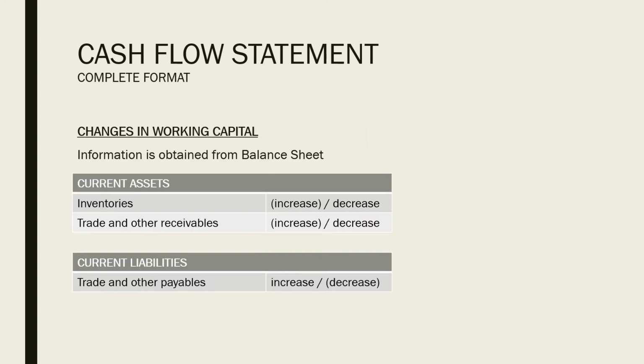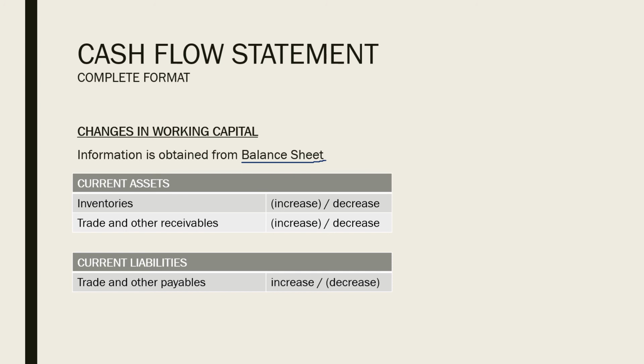The last thing that we're going to look at is the changes in the working capital. How do we calculate the changes in the working capital? This information will be obtained from the balance sheet. We're going to look at current assets and we're going to look at current liabilities. For current assets, we look at inventory and trade and other receivables.